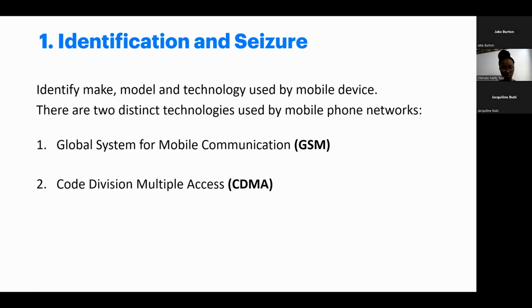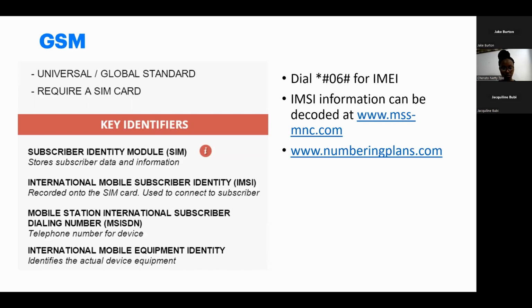I've only seen CDMA phones probably used in the US, unless maybe there are other jurisdictions that have that. So what does GSM mean? This is a global standard, and it has different key identifiers. These are very crucial when it comes to examining mobile evidence or mobile data.